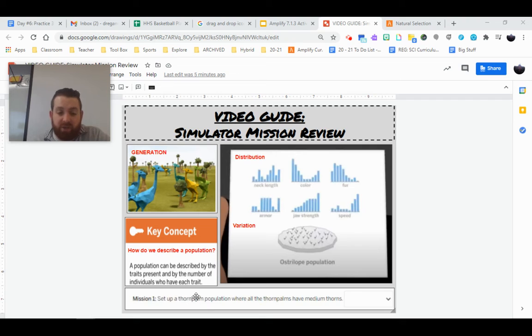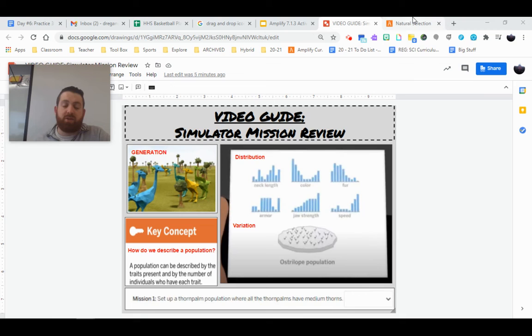Otherwise, you're going to start these missions in our simulator in the next set of slides. You're going to answer some questions before diving in, but these missions are really going to test your understanding of histograms. Whenever you look at these missions, you'll see the mission number, and it'll tell you what to do. It'll say set up a thorn palm population where all the thorn palms have a medium set of thorns. Then you'll see this drop-down box. Don't worry about the drop-down box for now. Just worry about what the mission is asking you to do.